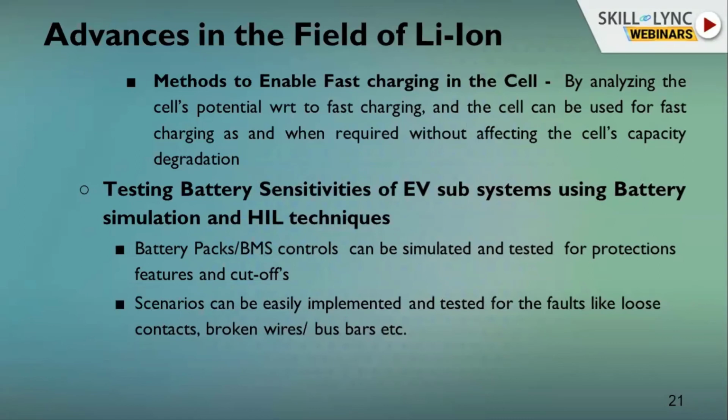This is similar to a petrol pump station, where you go, you fill it up, and you have to go on. So that's how the concept of fast charging has come up. People are exploring a lot of potential over here. What is happening is they are doing it at a cell level.